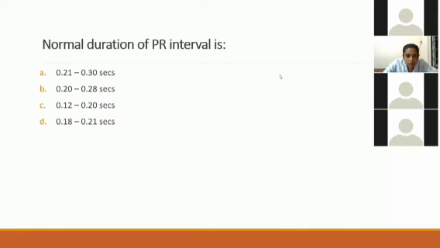Sharada Devi and B Komadi, both of you answered correctly. 0.12 to 0.20 seconds is the answer. Right answer.